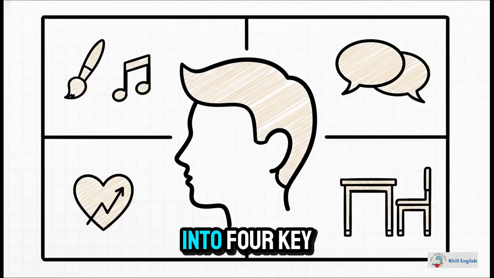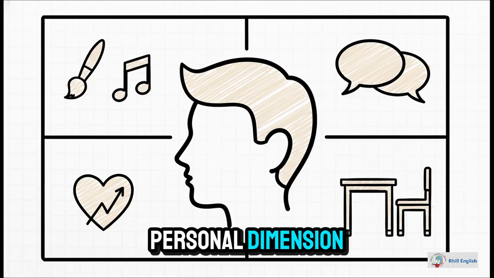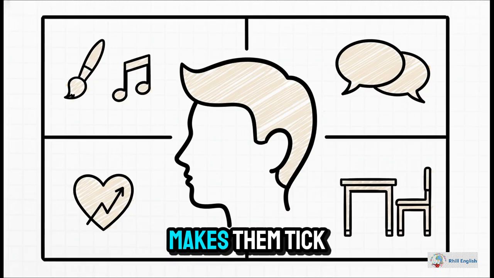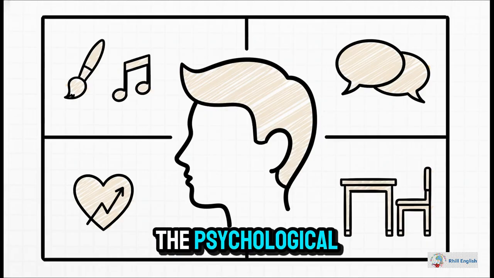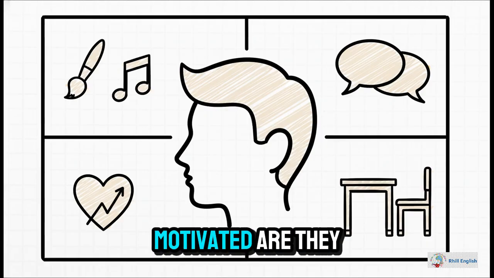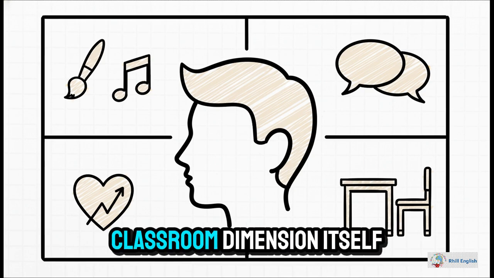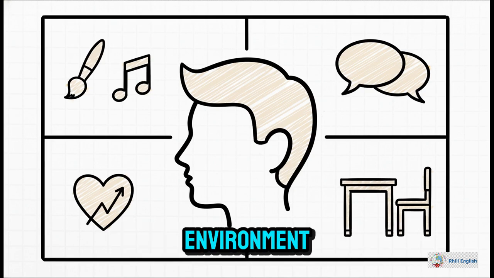And we can break this down into 4 key areas. First, you've got the personal dimension, their age, their hobbies, what makes them tick. Then there's the linguistic, which is just their current level of English. You also have the psychological. How confident or motivated are they? And finally, the classroom dimension itself. What kind of environment and tools do they need to thrive?